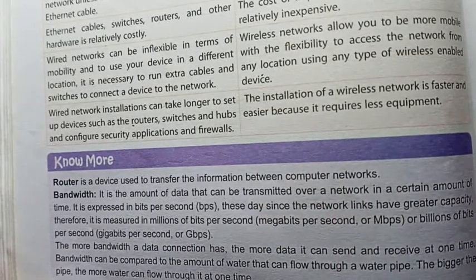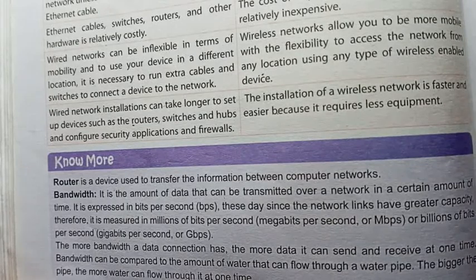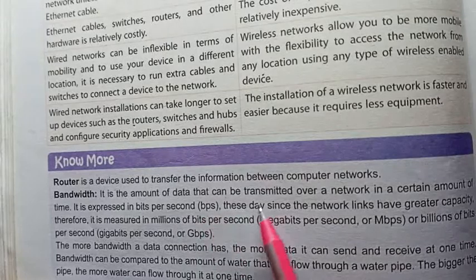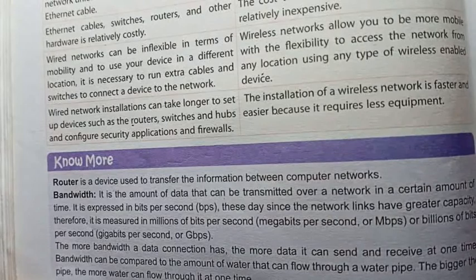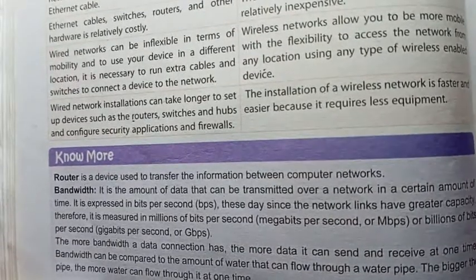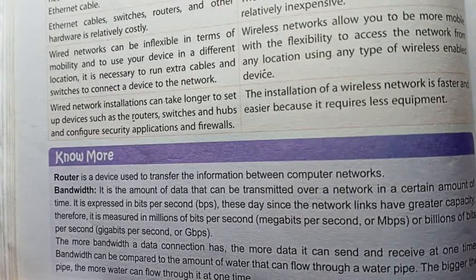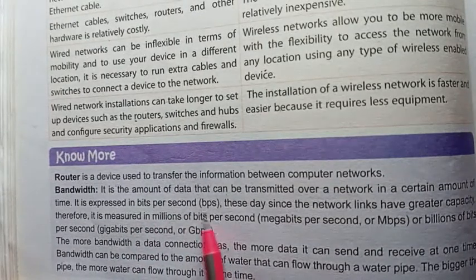Then many times here we are using a term, bandwidth. What is actually bandwidth? Bandwidth is the amount of data that can be transferred over the network in a given time period. In a certain time period, whatever data is transferred on the network, that is called bandwidth. And the unit of bandwidth is bits per second, bps.